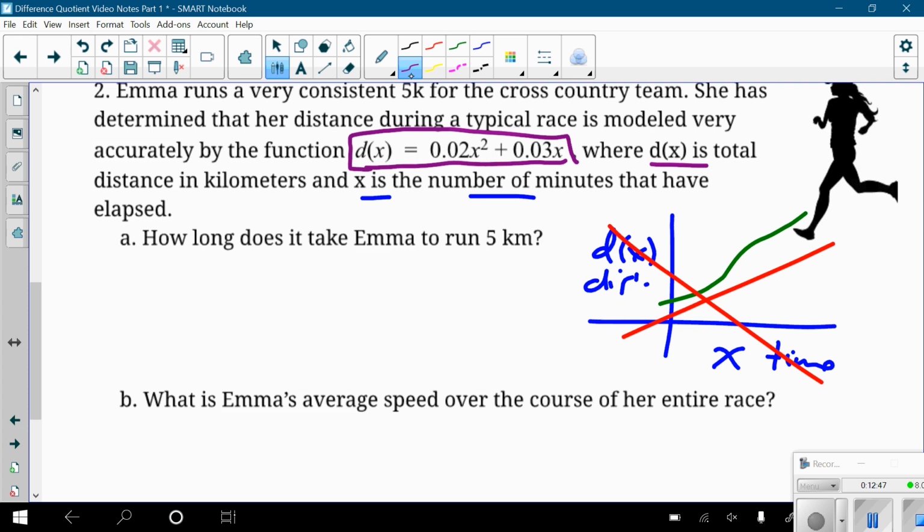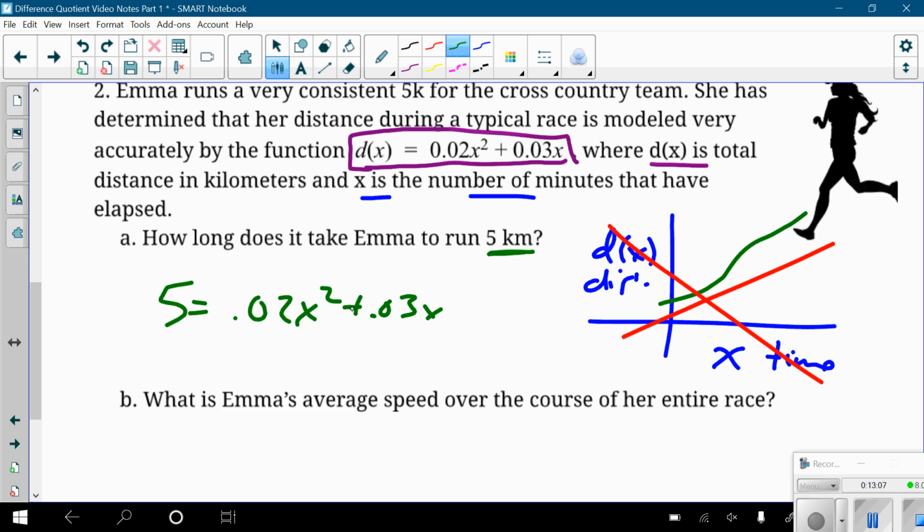This first question is just making sure we understand what's going on. How long does it take her to run 5 kilometers? Well, they're not asking me for a speed here. This has nothing to do with speed. Oh, so they're giving me a distance and they're asking me a time. I'm going to plug in 5 for the distance and solve for the time. This is just old school math.